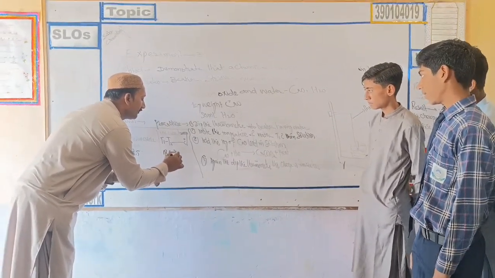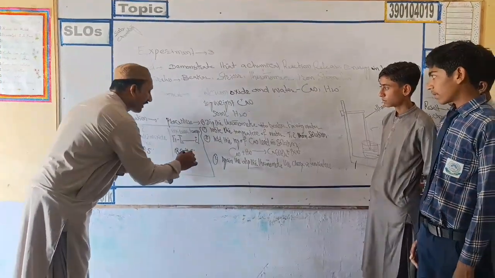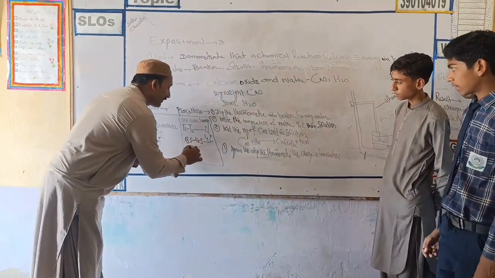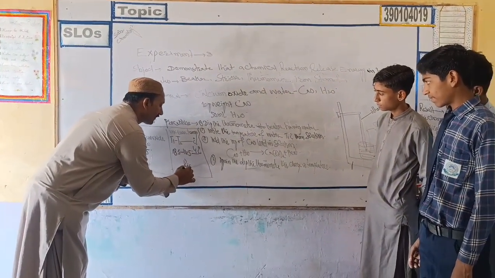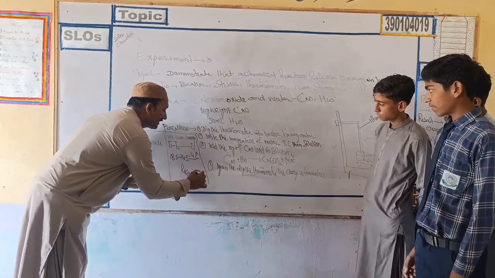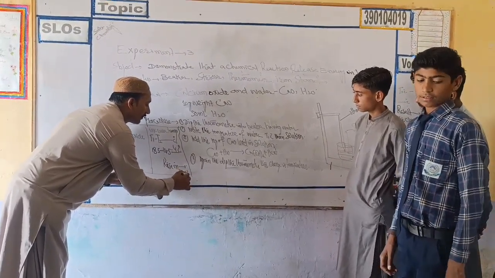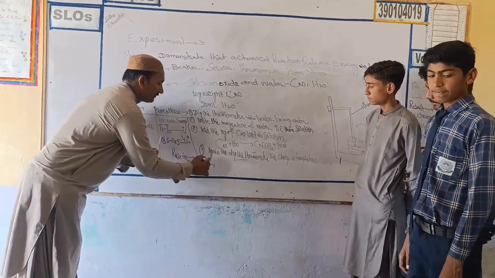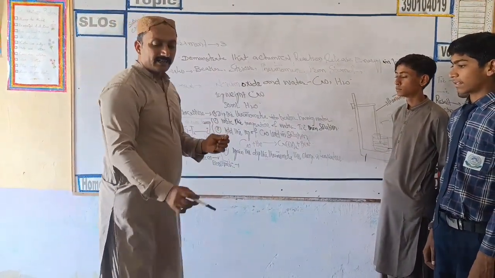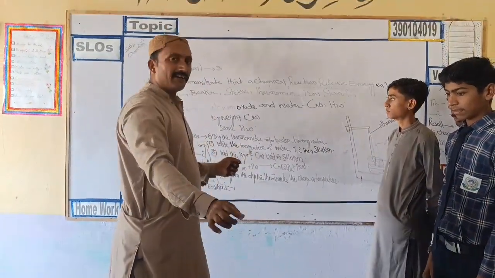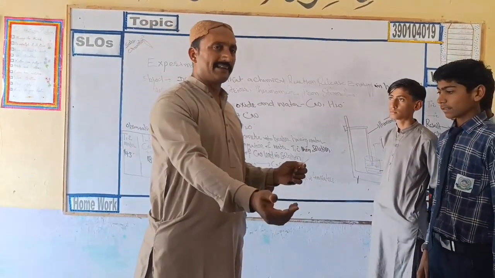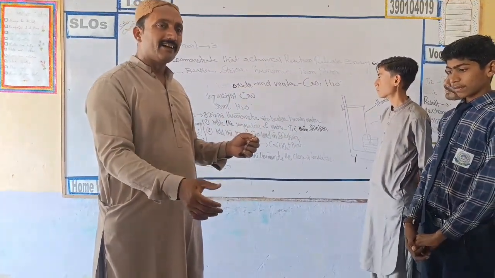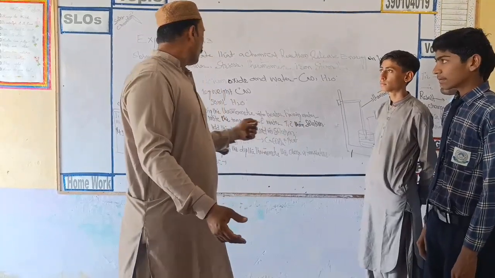minus 14.5, a rise in temperature of 4 centigrade. A 4 centigrade temperature rise in a chemical reaction means it is exothermic. Exothermic reaction: this is a demonstration in which, when calcium oxide and water are added, the temperature rises. We calculate the rise of temperature in the chemical reaction, the heat formation, which is 4 centigrade.